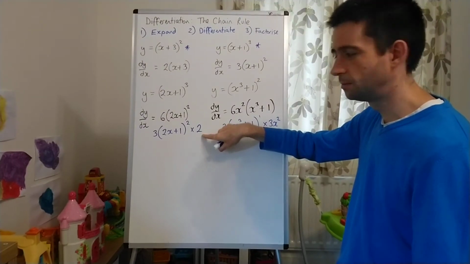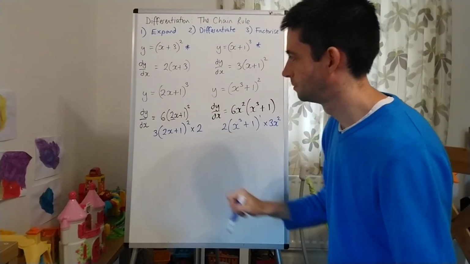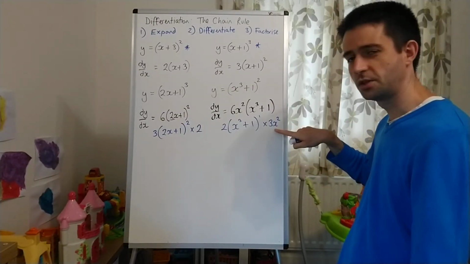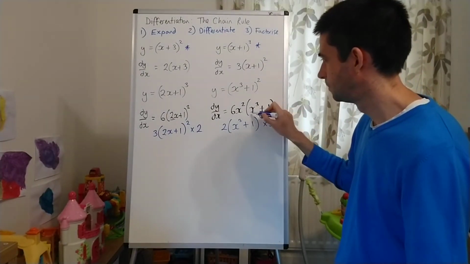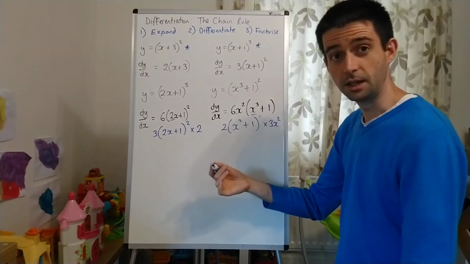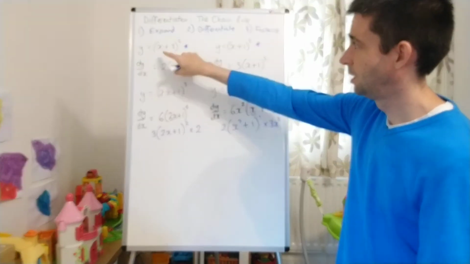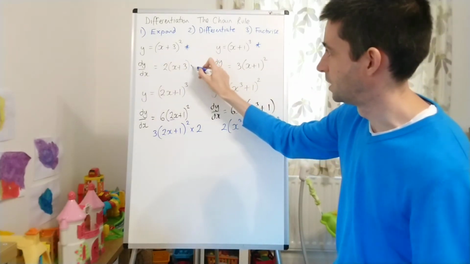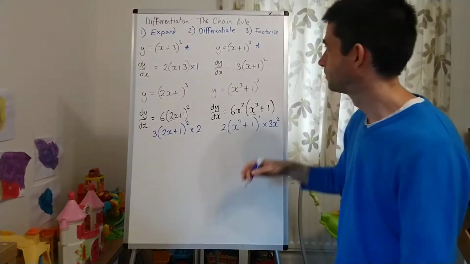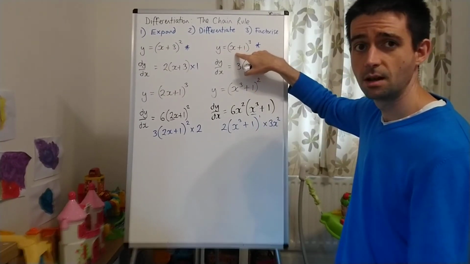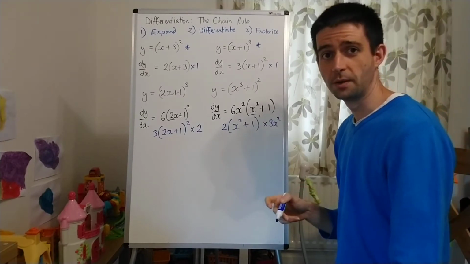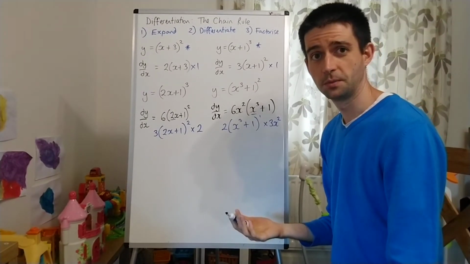Where's this 2 coming from? Well, it's coming from differentiating 2x. And where's this 3x squared coming from? It's coming from differentiating x cubed. So technically, if I go back to the first ones, x differentiates to 1. So multiply it by 1, it just hasn't changed the result. And similarly here, x plus 1 differentiates to 1, so multiplying by 1 hasn't changed the result.